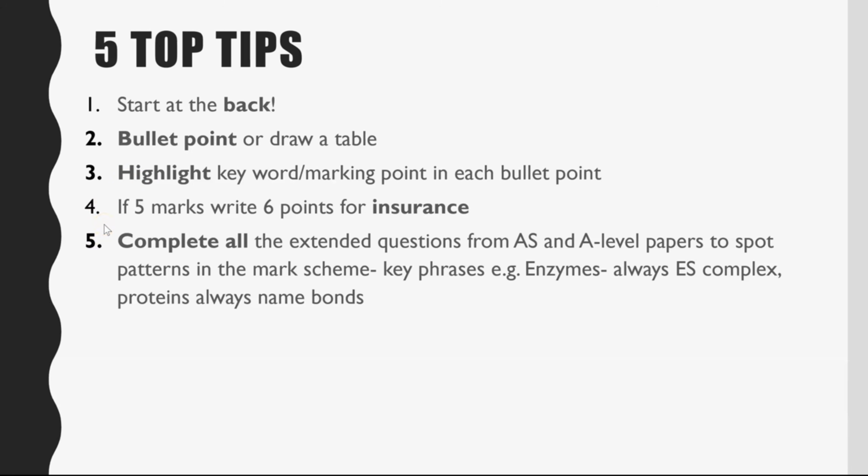Top tip number 4, if it is a 5-mark question, put 6 points down. So you've got 1 extra as an insurance in case one of your previous 5 wasn't actually on the mark scheme. And finally, this is about your continual preparation.